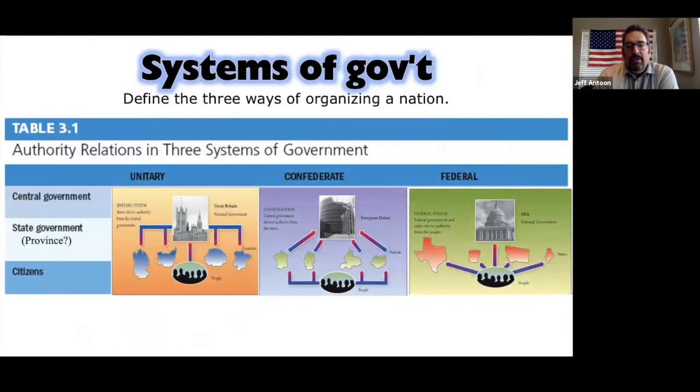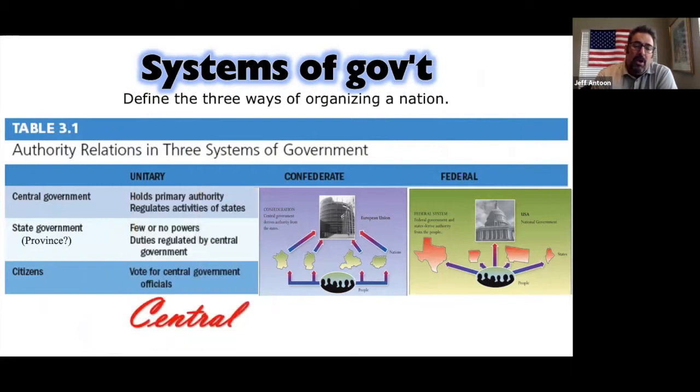There are three different ways of organizing a nation: unitary, confederate, and federal. Obviously, we've had all three of these to some degree: the Confederate States of America, the United States, or federal, and each state was a unitary form of government when they were under the Articles. So let's define these.